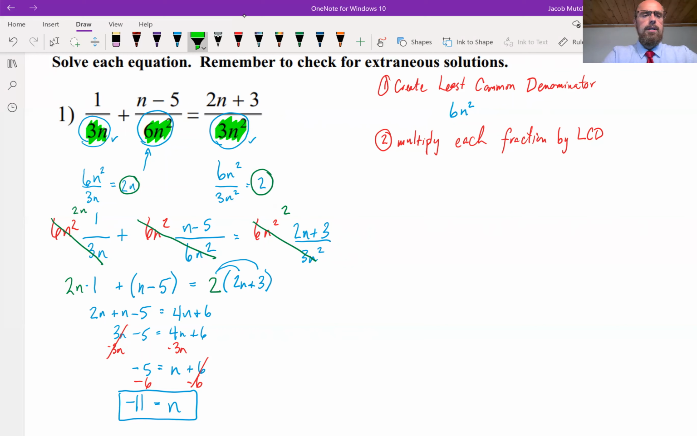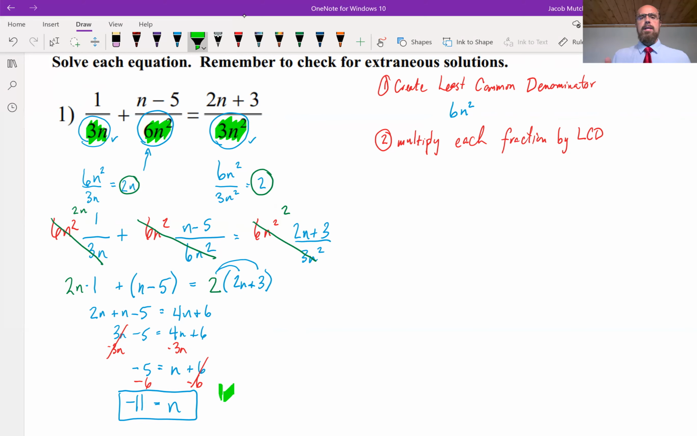But I'm in good luck because these are all multiplying. So 3 times negative 11 is negative 33. 6 times negative 11 squared is going to be a number. It's 121 times 6, so that would give us something over 600. In any case, it's not 0. And similarly, 3 times n squared, if I put in negative 11, 3 times negative 11 squared, that one would definitely be 363. So we're good. We checked for extraneous solutions and all is well.